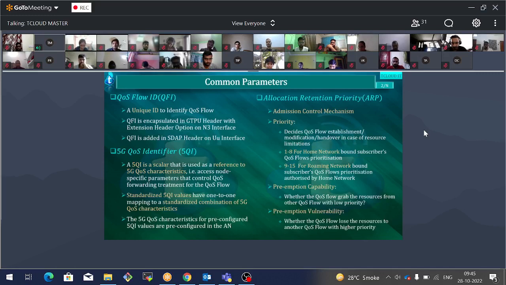In a situation where very few radio resources are available, our situation is pretty bad. If one home network subscriber and one roaming network subscriber fight for the quality of service flow establishment, the one who will be given priority is definitely the higher prioritized one, the home network subscriber, because the home network subscriber priority number is 1 to 8, which is higher than 9 to 15.